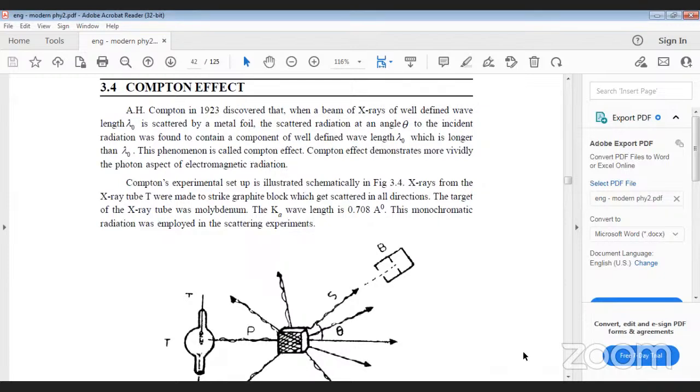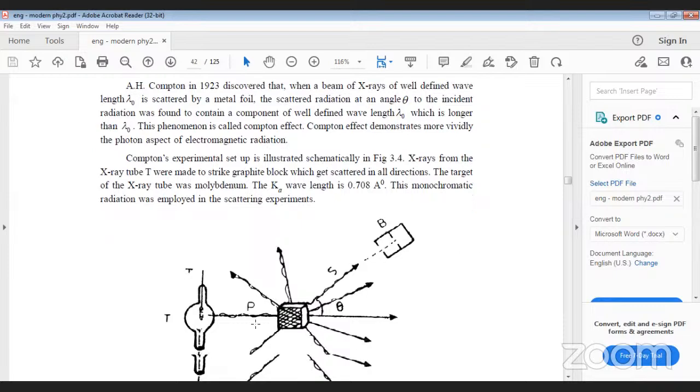A.H. Compton in 1923 discovered that a beam of X-rays, which were found by Röntgen, with wavelength lambda, is scattered at an angle theta. Scattering means the waves travel in all directions. These waves are incident on a metal plate or a metal foil, so you have to assume that the rays are scattered in all directions.